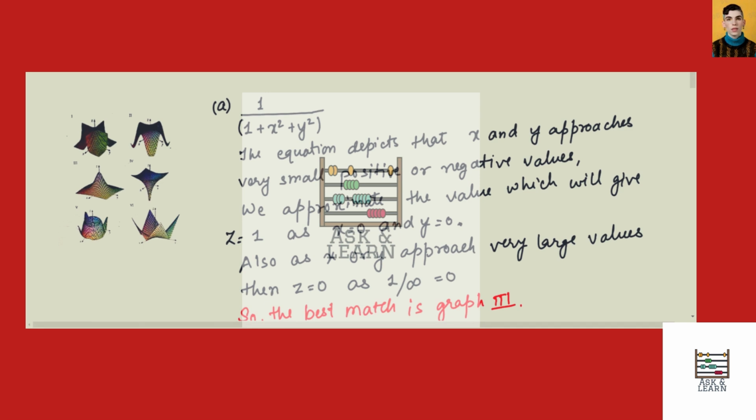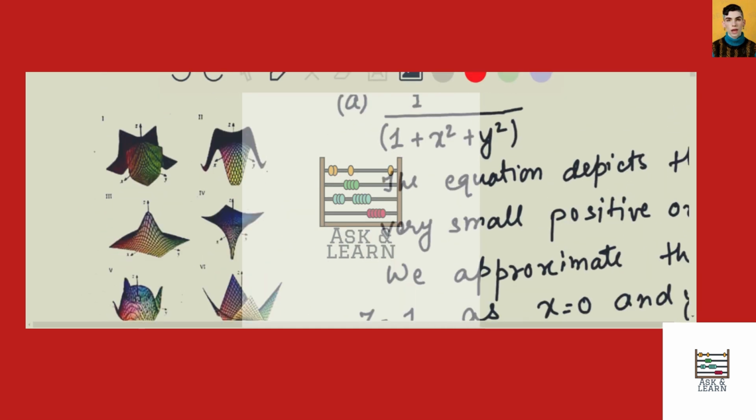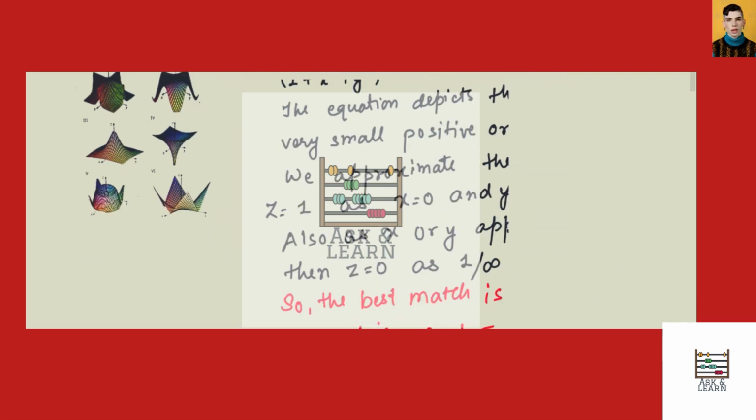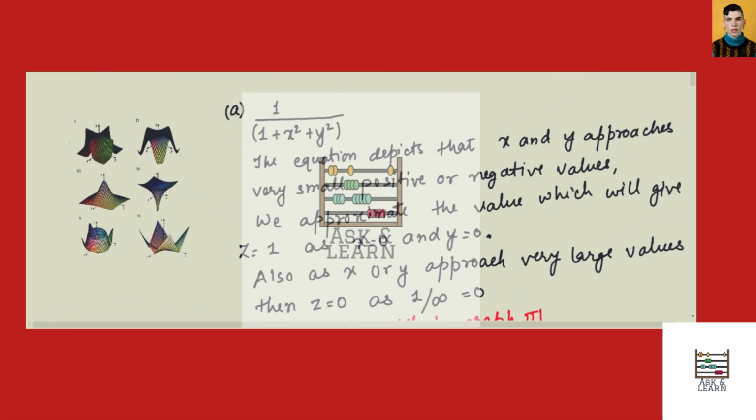In this problem, we need to match the function with its graph labeled 1 to 6. So this is the graph given to us. We need to find out which one is correct for this. For part (a), f(x,y) is given to us, that is equal to 1 upon 1 by x square plus y square.